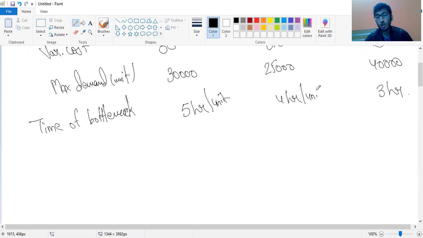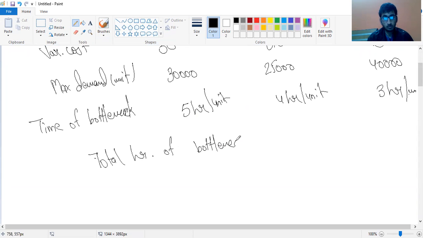5 hour per unit, 4 hour per unit and 3 hour per unit. Now the total hours of bottleneck available is how much? It's given: 3,20,000.